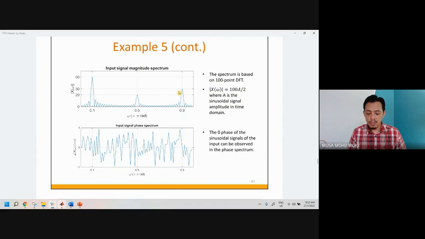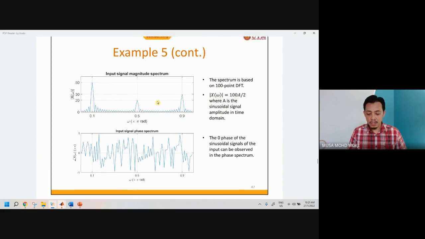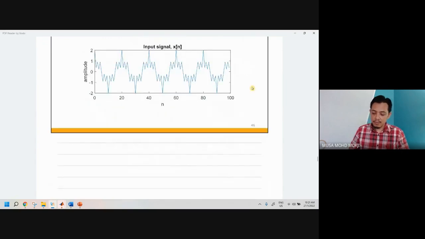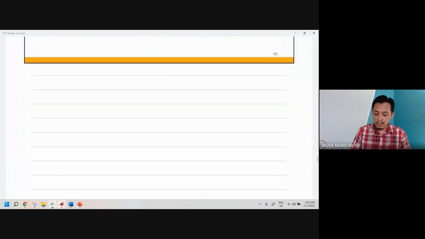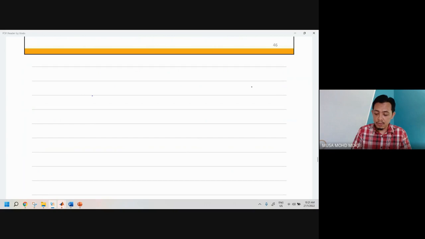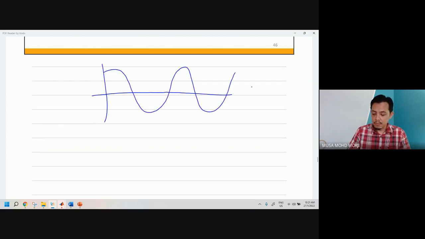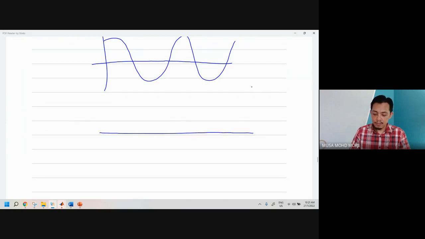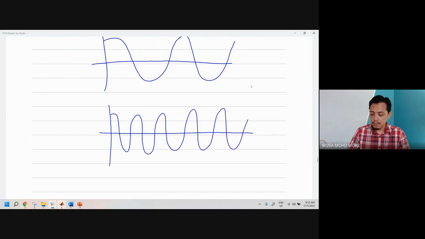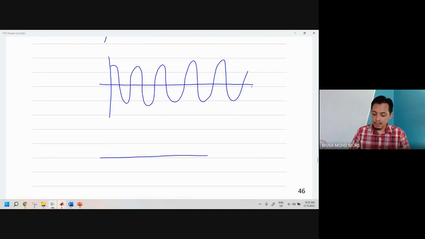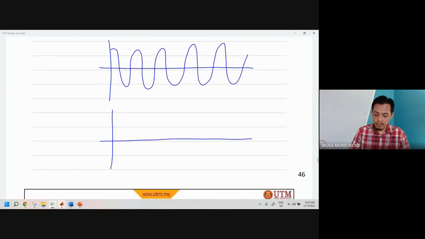So then we will know that at this frequency, 0.1 pi, the signal, if you decompose it, should have three sinusoidal signals.